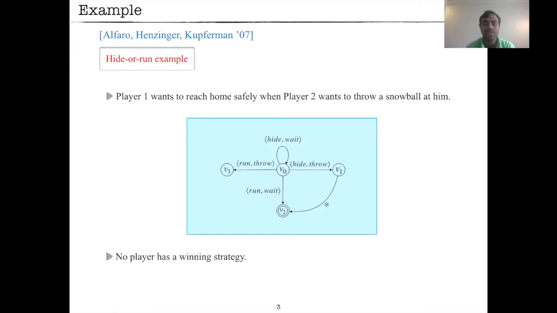For example, at V0, when player 1 hides and player 2 waits, the game remains at V0. As another example at V0, if player 1 runs and player 2 still waits, then the game goes to V2 and player 1 wins immediately, and so on. Here one can show that no player has a winning strategy in this particular game.